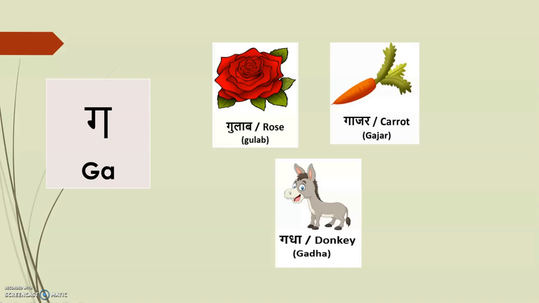So, in the first picture, we can see a rose, which is called gulab. In the second picture, we can see a carrot, which is called gajar. And in the third picture, we can see a donkey, which is called gadha in Hindi. All these three objects begin with the letter G.